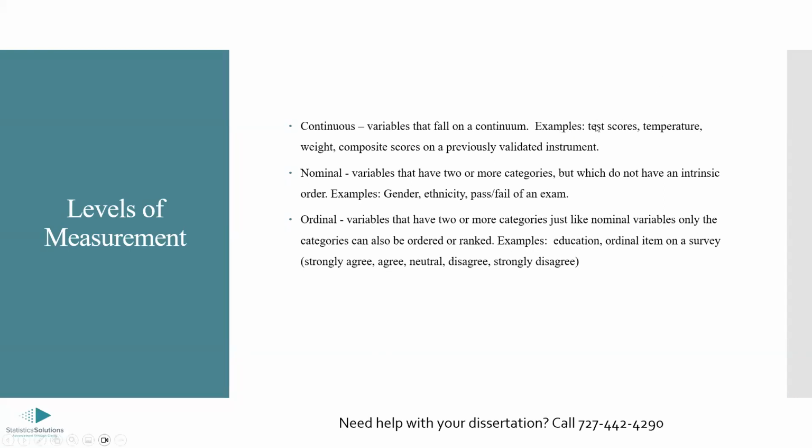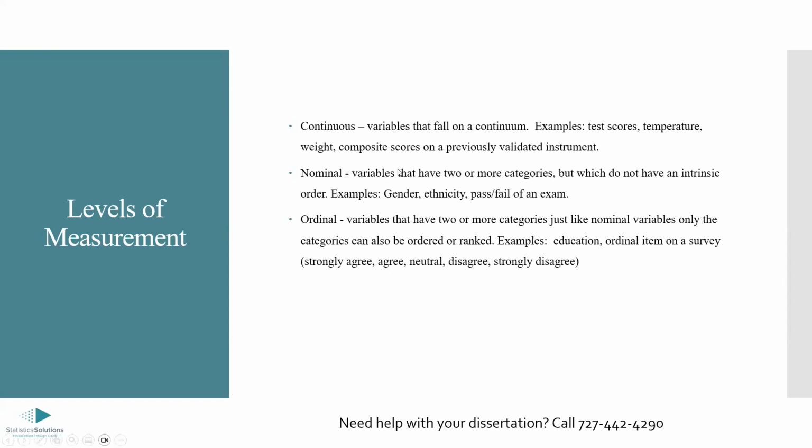So examples of these are test scores, temperature in Fahrenheit or Celsius, weight, BMI, or composite scores from a previously validated instrument. So if you have individual Likert scale data, like strongly agree to strongly disagree, once you take an average or a sum of those Likert scale items to build a new variable, that resulting variable is considered continuous. So if you have decimals or numbers as options, that's usually continuous.